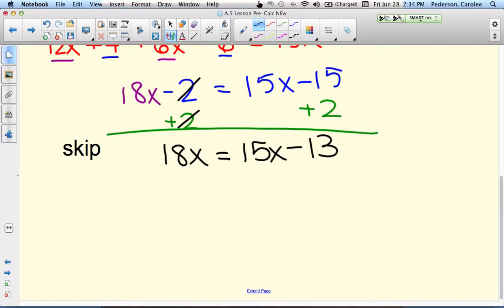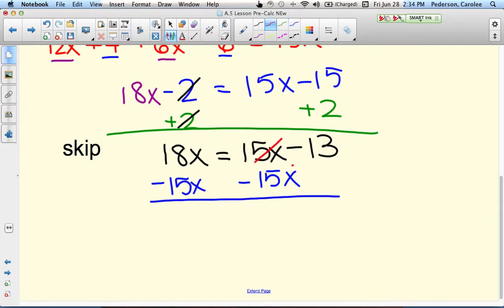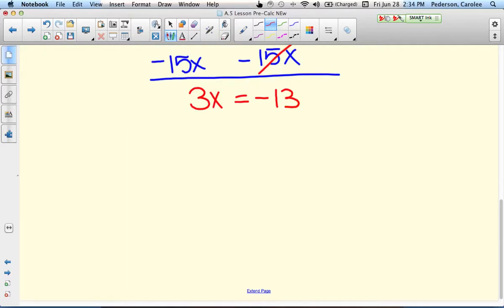Now we need to get the x's together. So I'm going to go ahead and subtract 15x from both sides. The 15x's will cancel on the right. So we're left with negative 13 on the right. On the left, 18x minus 15x is 3x. Last step is divide both sides by 3.